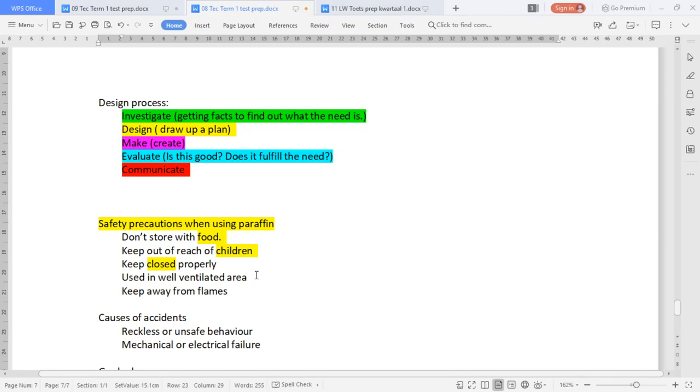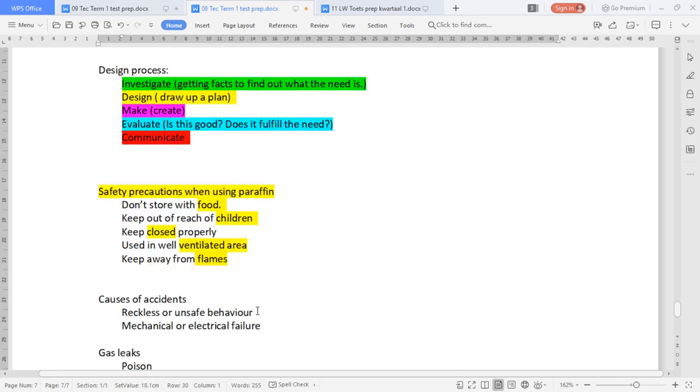Now, when you're using the paraffin, you want a well-ventilated area. Basically, you don't want to get poisoned by the fumes. So the fumes need somewhere to escape. So we want a well-ventilated area. Then the paraffin is also flammable. So we must keep it away from flames. That's safety precautions when we use paraffin.